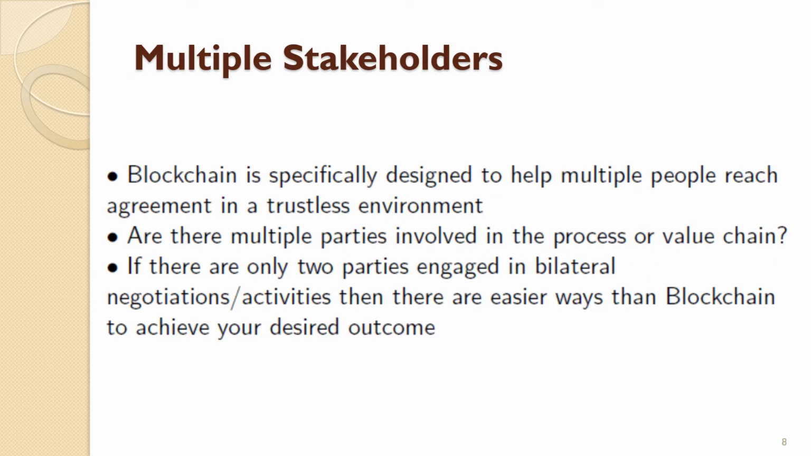So using this Oxford blockchain strategy framework, if the automation constraint and the repeatable process constraint are both satisfied, then the next thing to ask is about multiple stakeholders. So remember that one of the foundational motivations of blockchain in the context of the Byzantine generals problem was to try and ensure trust in a trustless environment. So in terms of multiple stakeholders, the natural question to ask is, are there multiple parties involved in the process or value chain?